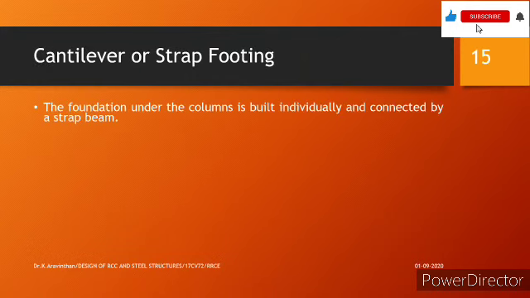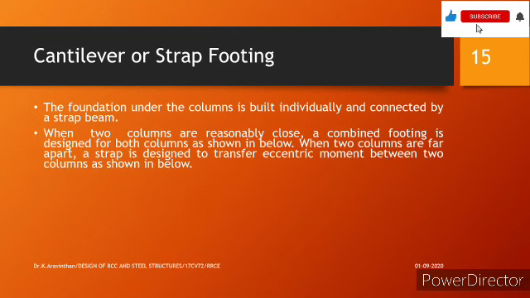And next type is strap footing. The footing under the column is built individually, and the two columns are being constructed individually, and a beam is connected for this. So this beam eliminates the differential settlement. So both the footings have a common settlement, so that the building stability and serviceability issues might not arise.